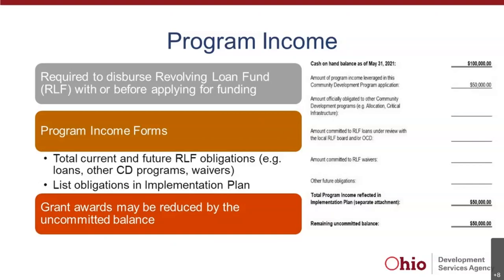Two forms are required. The first is a program income Excel form that summarizes the current and future obligations to loans or other CDBG programs. The second is an implementation plan that details loans, waivers, and other CDBG programs identified on the first program income form. If you've applied for CHIP funding, it's the same concept in showing revolving loan fund dollars that are currently committed versus available to be spent.